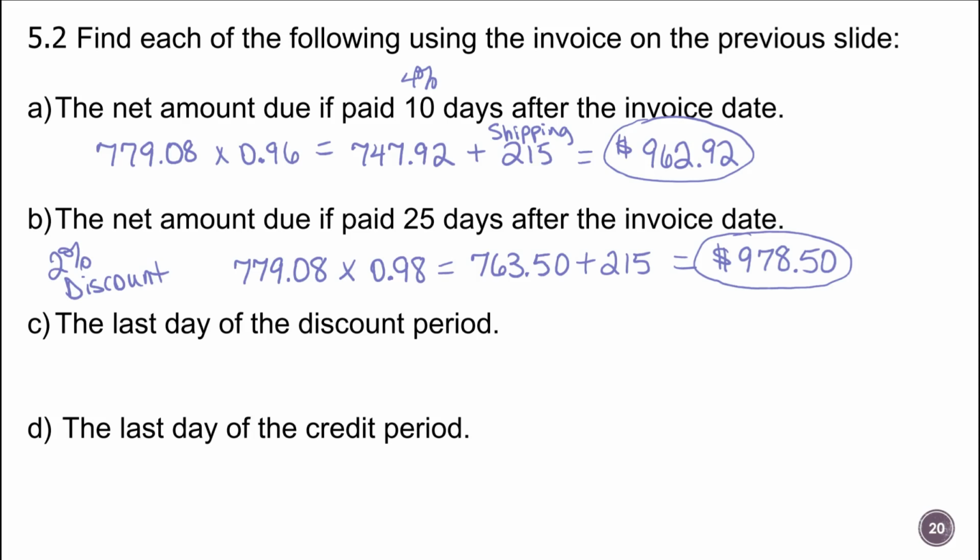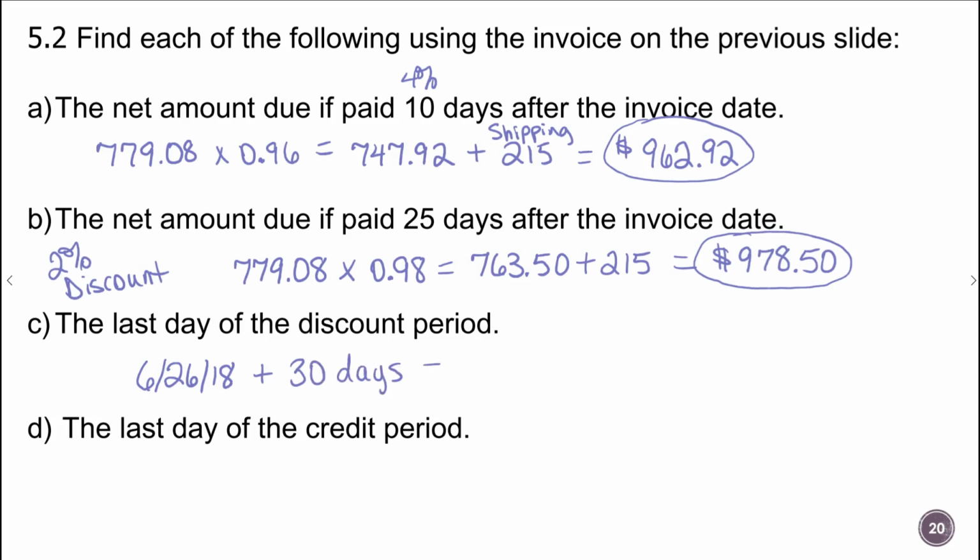Now, the last day of the discount period and the last day of the credit period. Well, our discount goes a full 30 days, right? It doesn't really matter which discount. We're just talking about how long do we get a discount for. So we're going to take the invoice date, 6/26/18, right? That's our invoice date. We are adding 30 days.